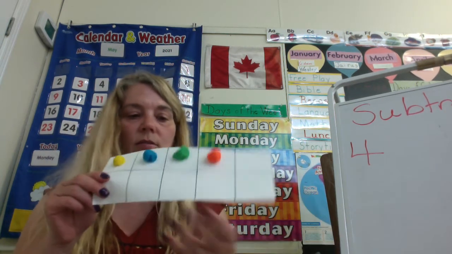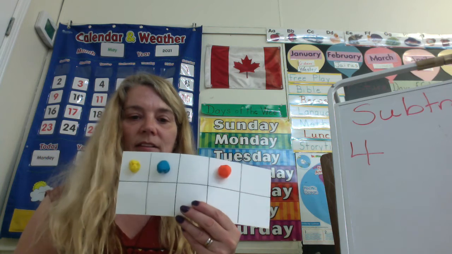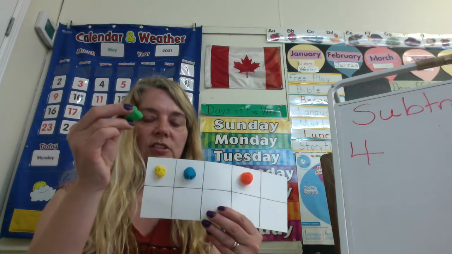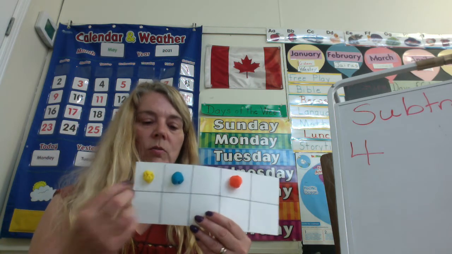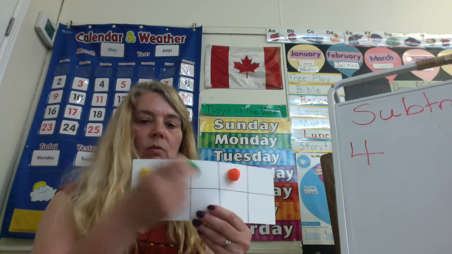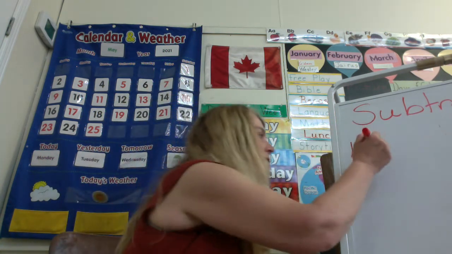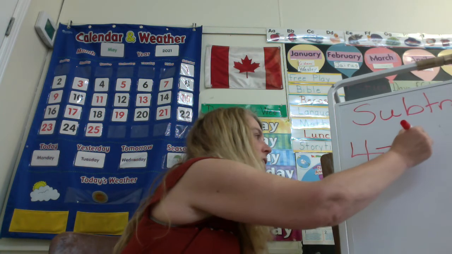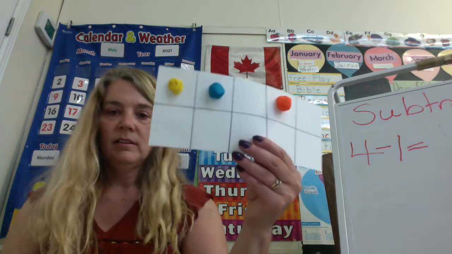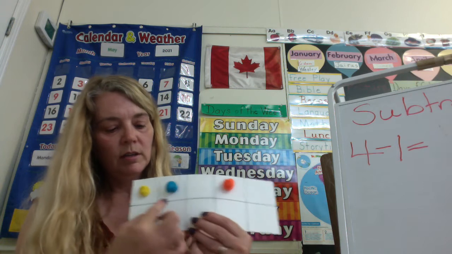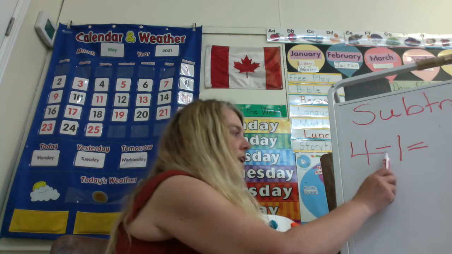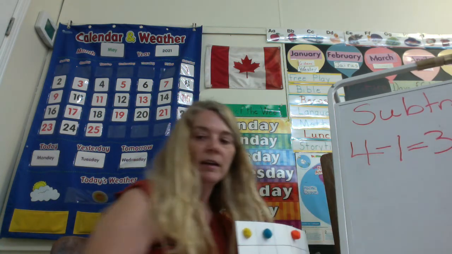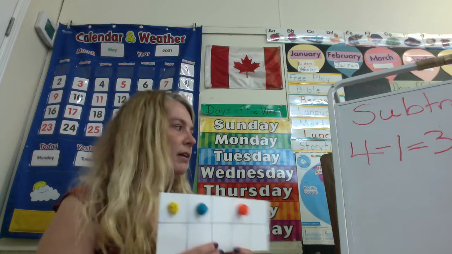How many balls rolled away? The green one took off. So how many did I just take away? How many did I take off? 1. So we had 4. We took away 1. So that's the next number. 4 take away 1 equals, we want to know how many are left. And that's easy peasy. Let's count them. 1, 2, 3. So 4 take away 1 or subtract 1 equals 3.